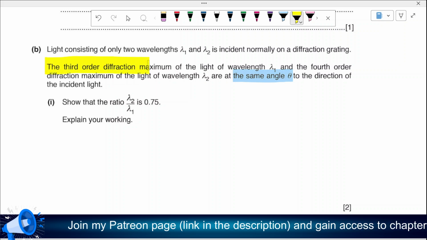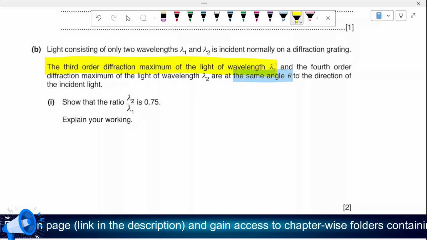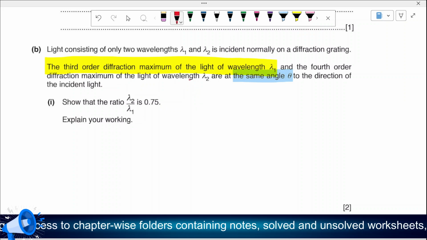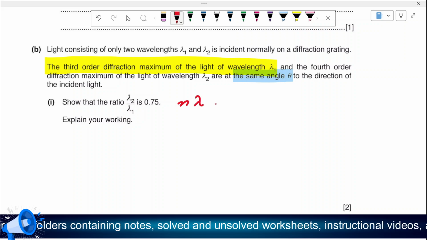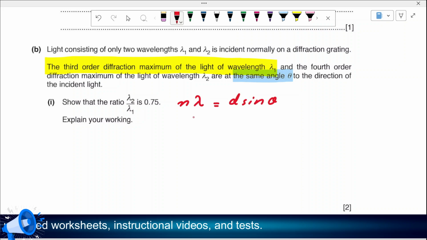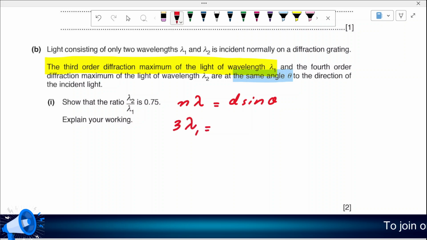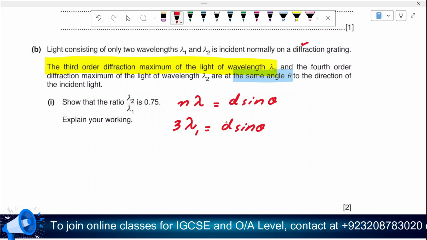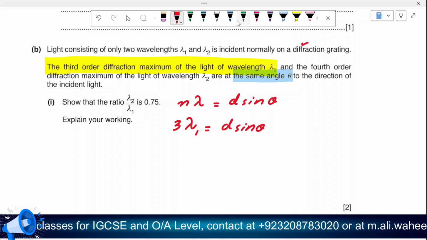The third order maxima with wavelength lambda 1. So the expression would be n lambda equals d sine theta. This is the general formula. For third order maxima, 3 times lambda 1 equals d sine theta. The diffraction grating is the same, so we don't need to add the subscript with d because we have the same grating.